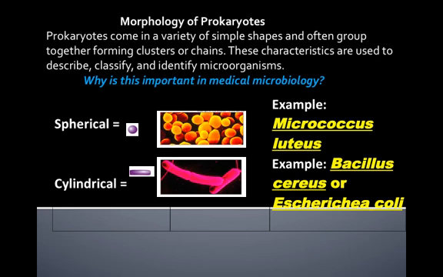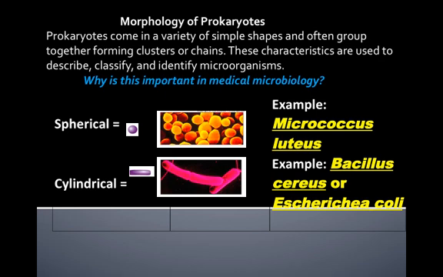Most of the time, we can characterize these bacteria, identify them based upon what shape they have, as well as whether they form clusters or chains. So these characteristics can be used to describe, classify, and identify microorganisms. So why is this important to microbiology?